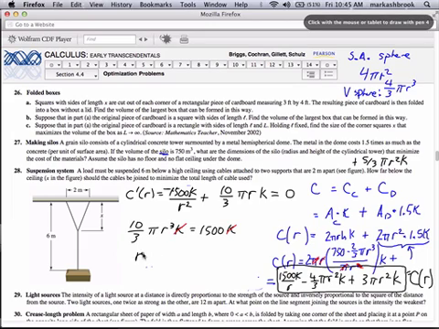R cubed is 1500 times 3 is 4500, over 10 is 450, over pi. So I multiplied by 3, I divided by 10, and I divided by pi. Stop me if you think I made a mistake. Don't let me dig a hole. So r, we're thinking, is the cube root of 450 over pi.